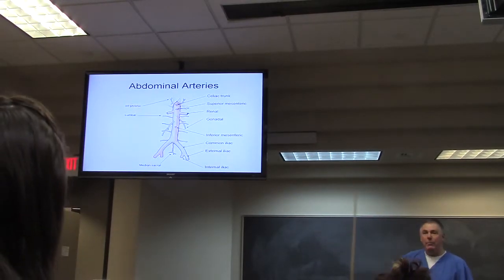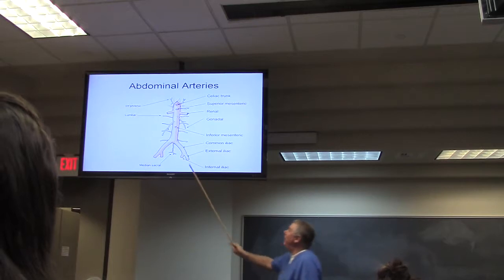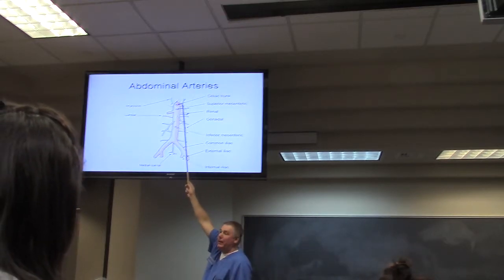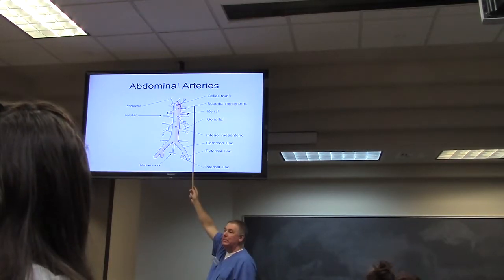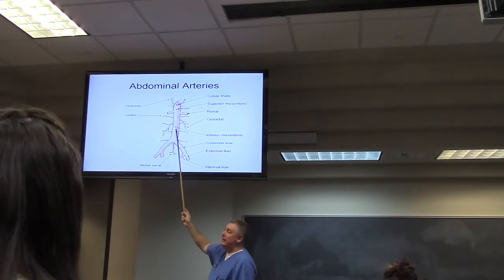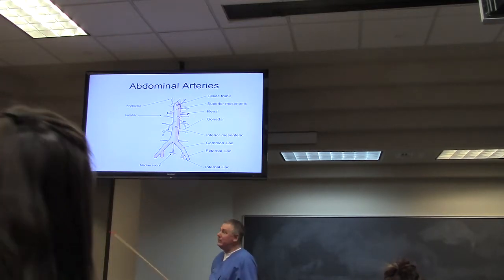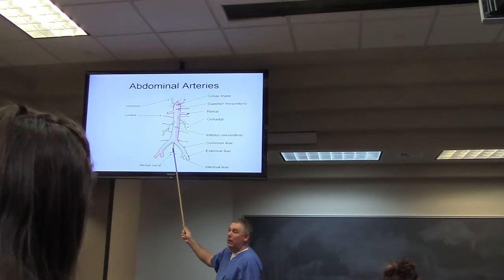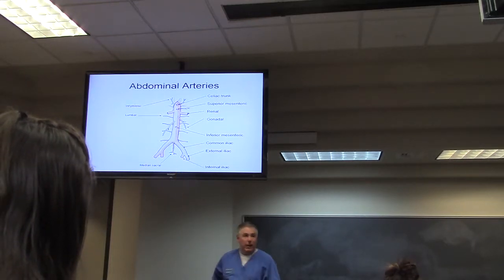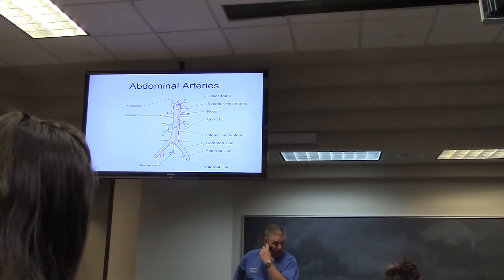The abdominal aorta has three unpaired vessels. The celiac we did yesterday. Today we're going to do the superior mesenteric and the inferior mesenteric. There's a fourth unpaired vessel called the median sacral. It just runs right over the ventral aspect of the sacrum.